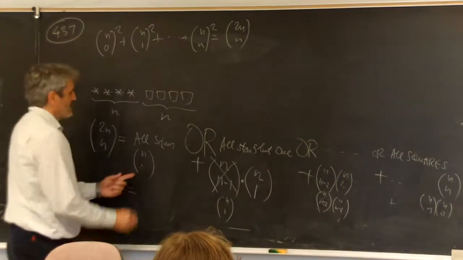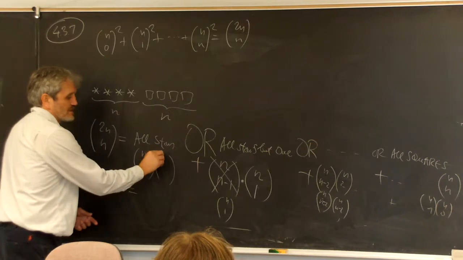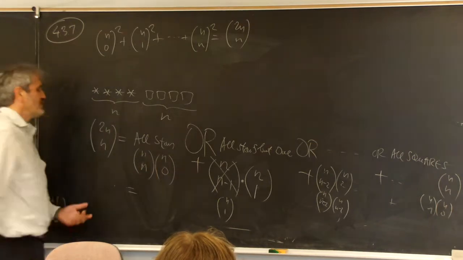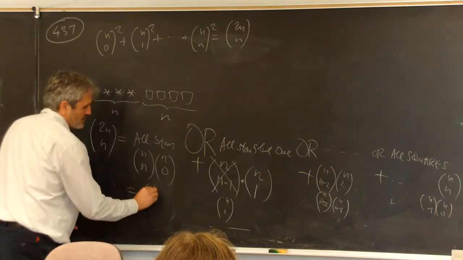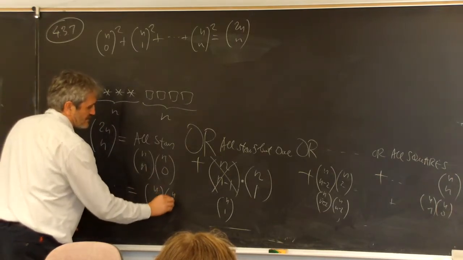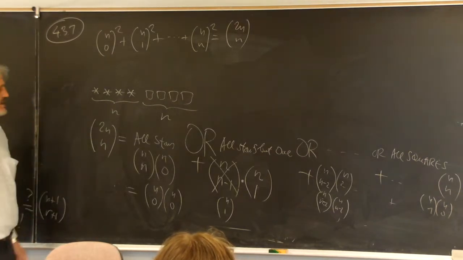So what about this one? I didn't write it. If I choose all n stars, how many squares am I choosing? 0. So that's why I get square again. So it's n choose 0. This is going to be traded. So I get n choose 0. And now I bring it to the trading. Exactly what we have there.